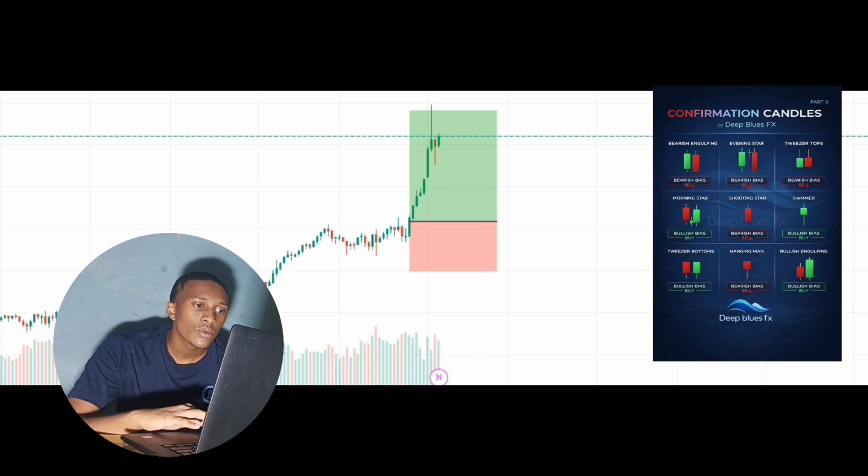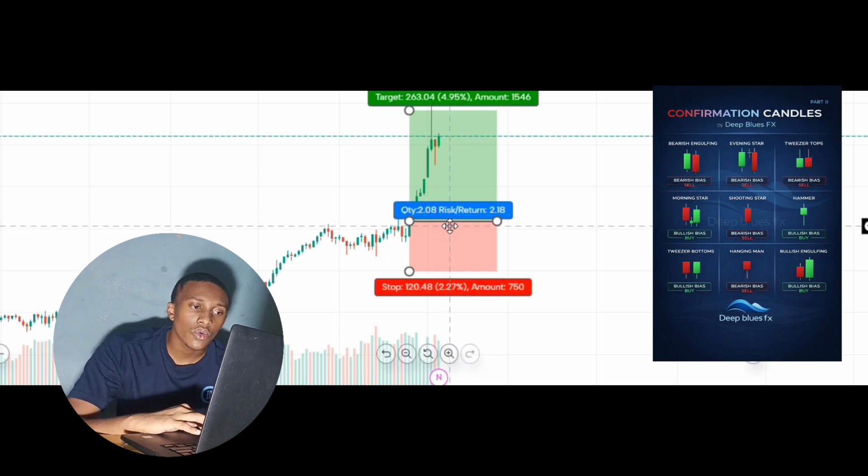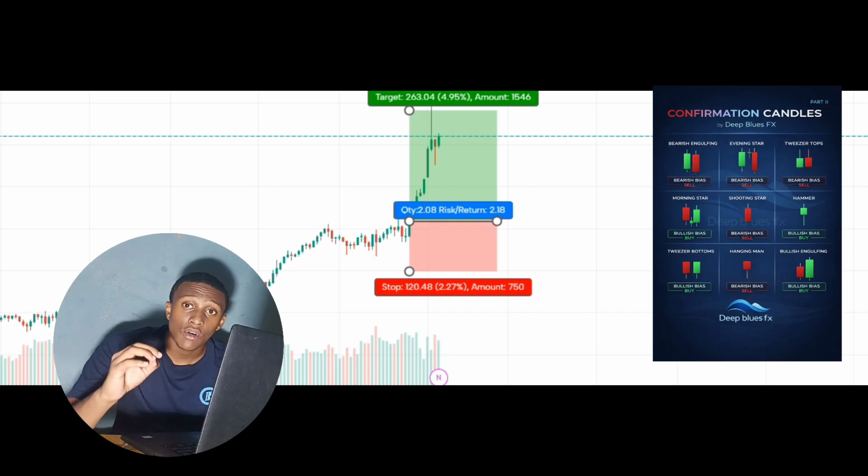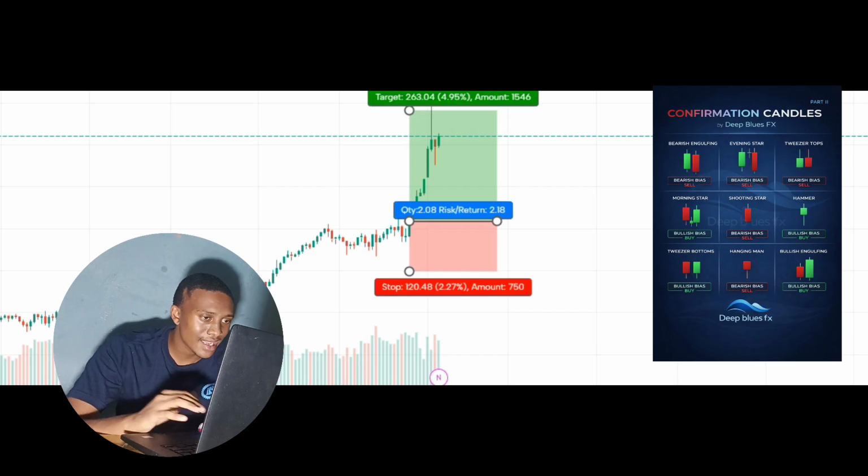As you can see, we went straight into profit. We did not even go into a loss, not even once. That is the power of confirmation candlesticks. After a confirmation candlestick, the market usually doesn't change direction.